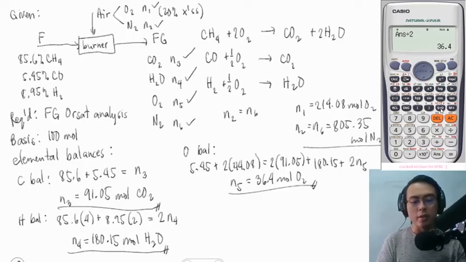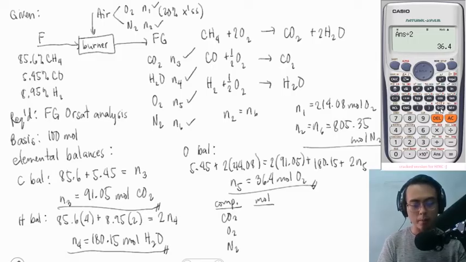So of course, the problem requires us to get the Orsat analysis. So I will be highlighting how you get the Orsat analysis. You simply compile all of the components that have something to do with the Orsat analysis. So it's everything in the flue gas except water. Just simply CO2, O2, and N2. That's it. We get the number of moles.